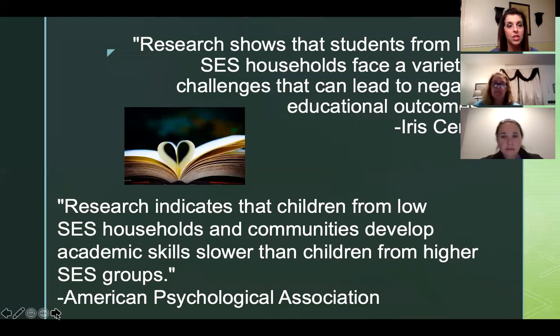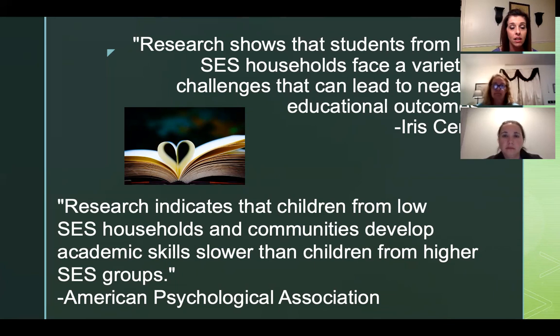During our research, we found some quotes from reputable institutions, and one is from the Iris Center, and they stated that research shows that students from low socioeconomic status households face a variety of challenges that can lead to negative educational outcomes. And that is the reason why we're doing this session, is to educate teachers on some of these challenges, therefore to try to stop some of these negative educational outcomes.